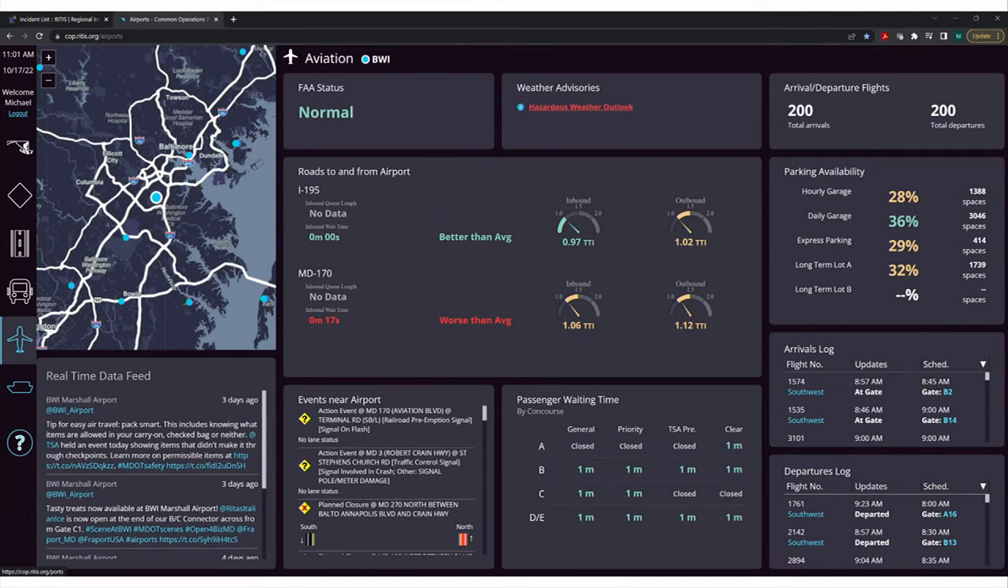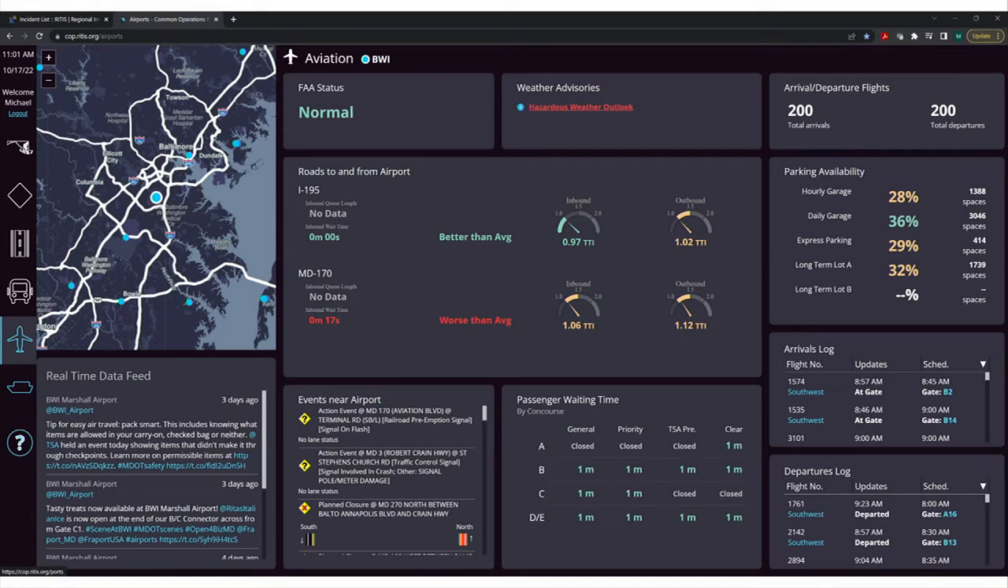Then you can go over and look at the airport. And for the airport, we're showing you, okay, the roads leading to the airport or going away from the airport, the congestion is better than average, inbound and outbound. This road, it's worse than average, both inbound and outbound.